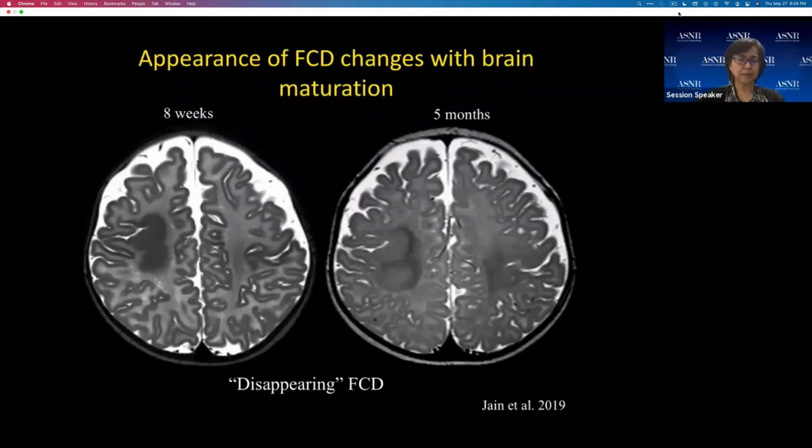In this particular example of right perirolandic focal cortical dysplasia, the lesion is rarely obvious at 8 weeks of age. However, with brain maturation, the lesion becomes less conspicuous at 5 months of age. This phenomenon has been termed the disappearing focal cortical dysplasia.